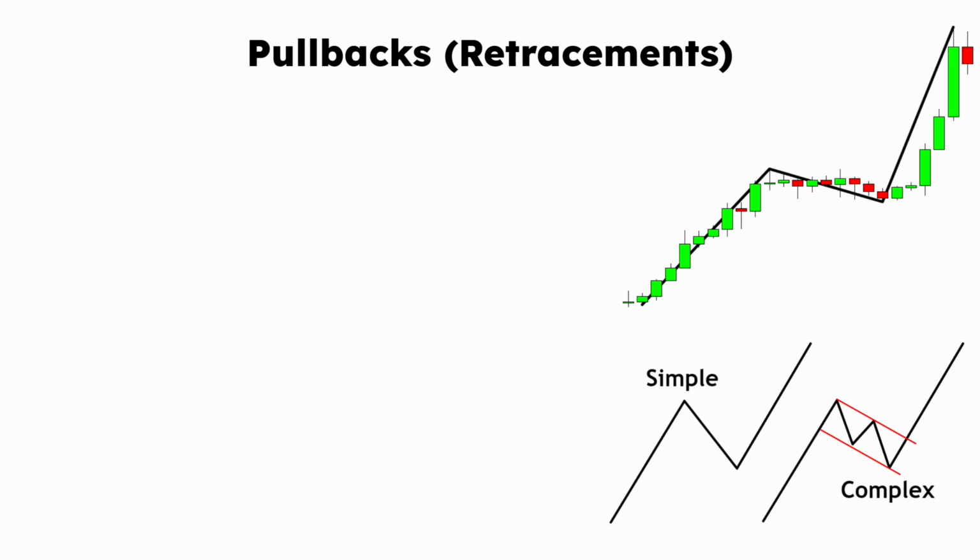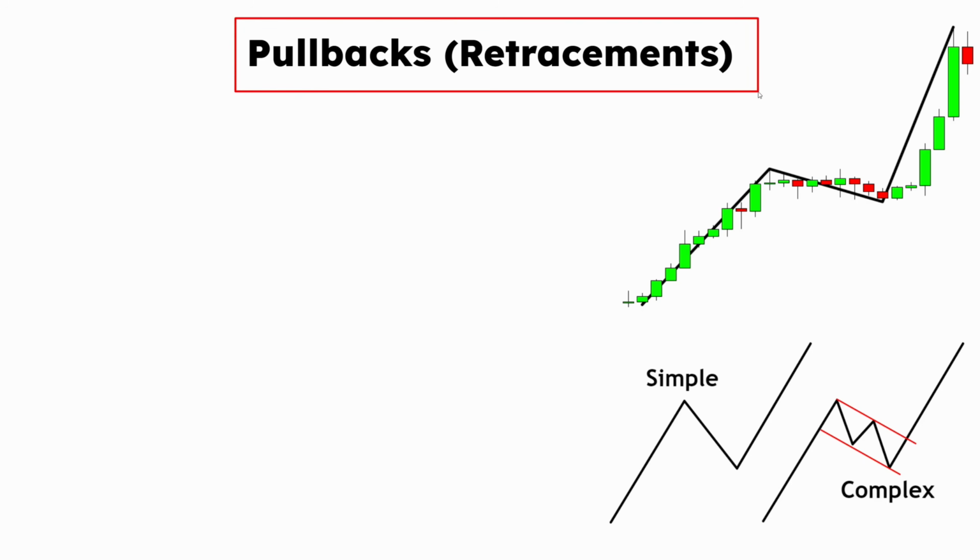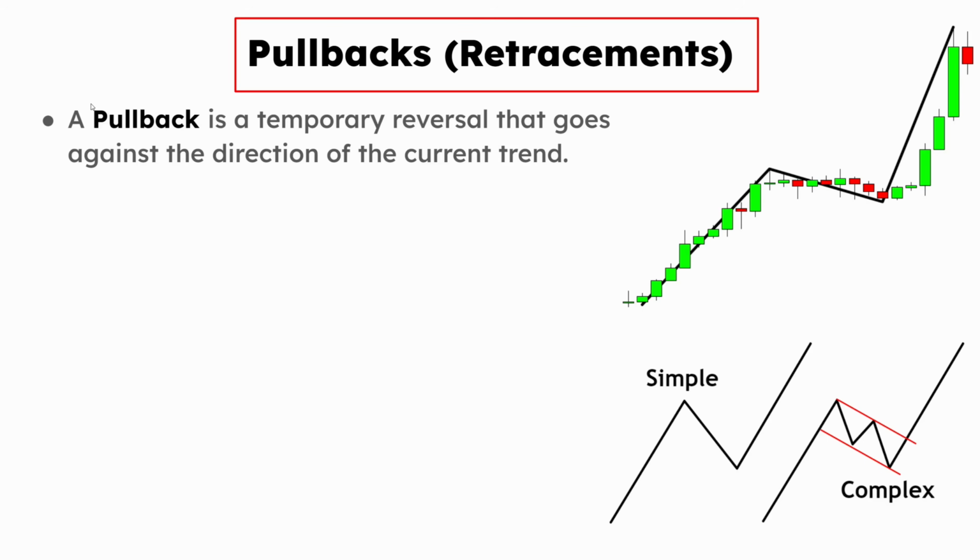So now it's time to dive deep into pullbacks, or another word for this is retracements, another word is consolidations, but all of these words pretty much mean the same thing. So what is a pullback? Well, a pullback is a temporary reversal that goes against the direction of the current trend.